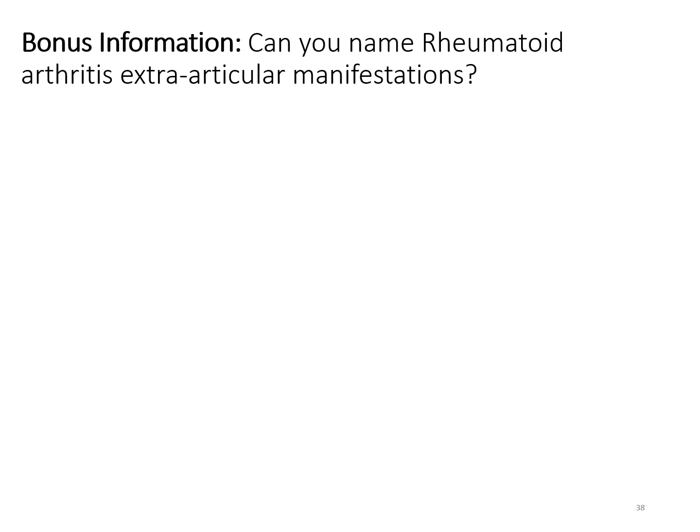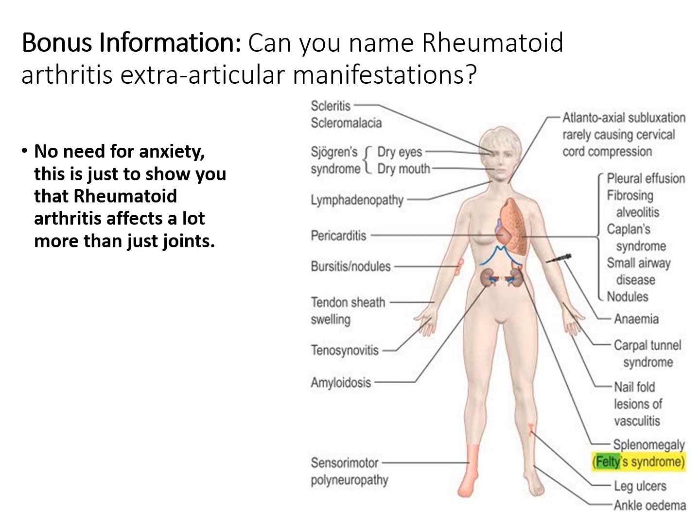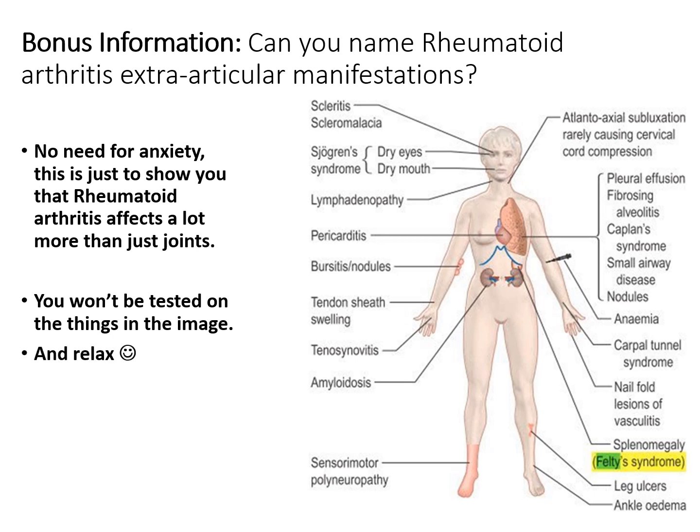So for bonus information, can you name rheumatoid arthritis extra-articular manifestations? If you can't, don't worry. There's a lot of them on there. This is just to show you that rheumatoid arthritis affects a lot more than just joints. You won't be tested on the image, so just relax. I'm just going to talk through a few of them. This is the benefit you'll have of having your nurse's dictionary.